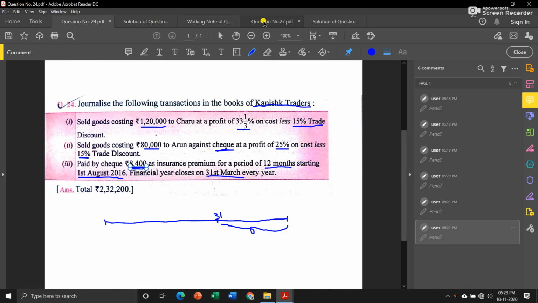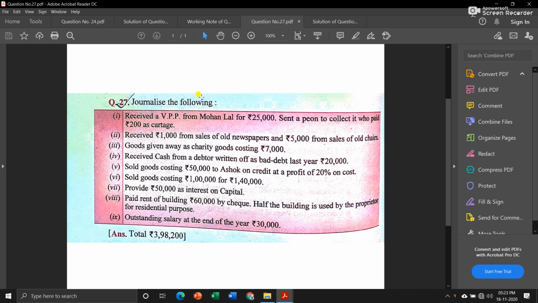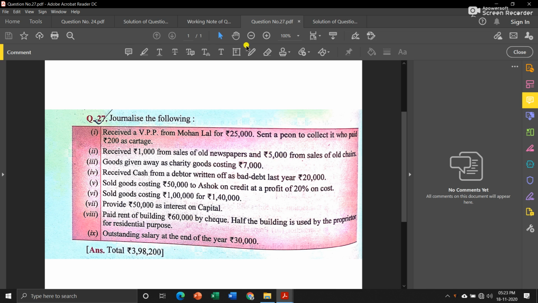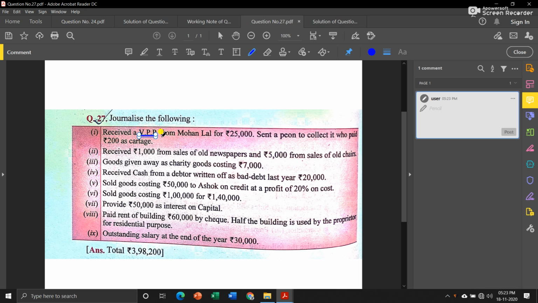Now let us move on to the next or last question of our journal. This question is question number 27 from your practical question. Now before starting this question, I would like to explain what is meant by this VPP. VPP is nothing but value payable post. Sometimes what happens is that when we order some goods from our supplier, instead of sending through transport, they send it through the post office.